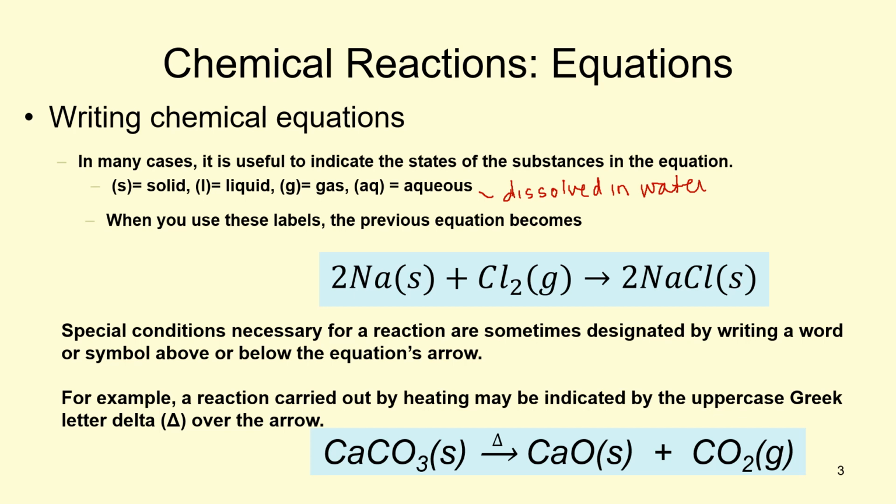Sometimes we see other terms. Sometimes we'll see a triangle over the arrow, and that usually means heat, if we're heating something. You might also see other kinds of arrows and things like that as well.